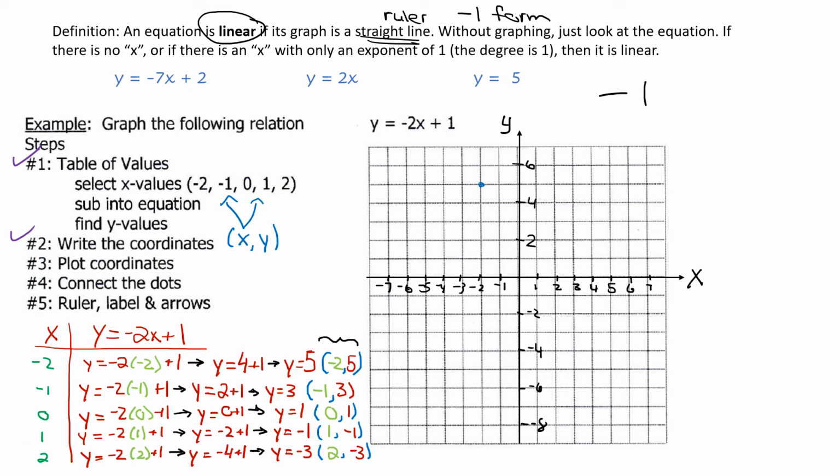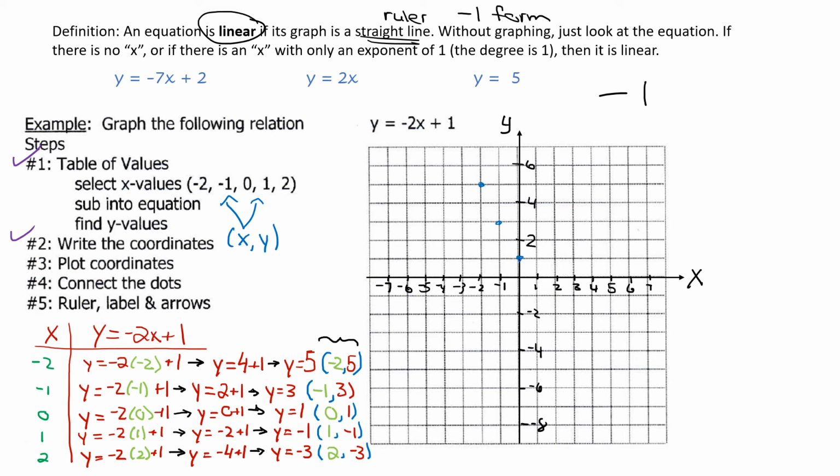Next one is negative 1, 3. Negative 1, 3 means to the left 1 and up 3. Put your dot there. The next one is 0, 1. Now, sometimes with the zeros it gets a little tricky, so let me just go through this one. 0, 1. My x value is 0. That means I start at the origin. I'm not going anywhere. I'm staying right there. I'm not going sideways anywhere, but I am going up 1. So I'm going to put a dot right there. 0, 1.